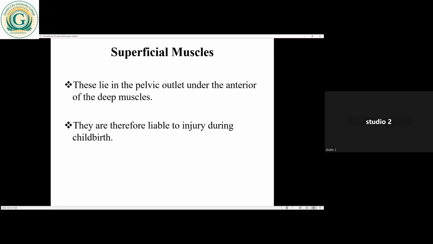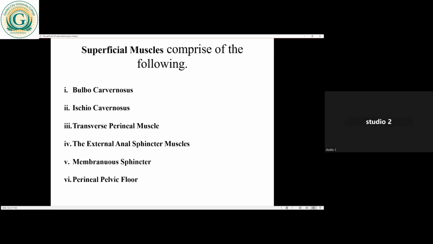So the three muscles I just talked about, pubococcygeus, starting with pubic and ending at coccyx, iliococcygeus, that also ends at coccyx, and ischiococcygeus are the deep muscles. Now we have superficial muscles. They lie in the pelvic outlet under the anterior of the deep muscles, and they are therefore liable to injury. They are in front of the deep muscles, so they are liable to injury during childbirth. And these are the superficial muscles.